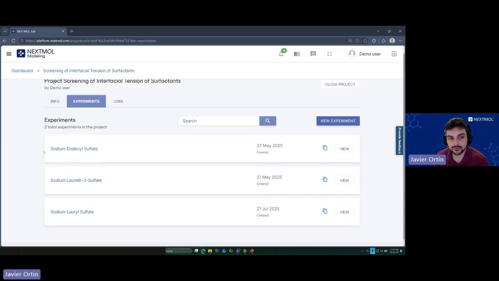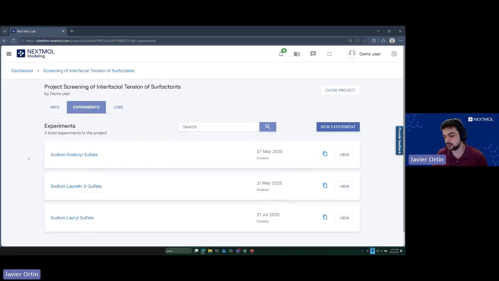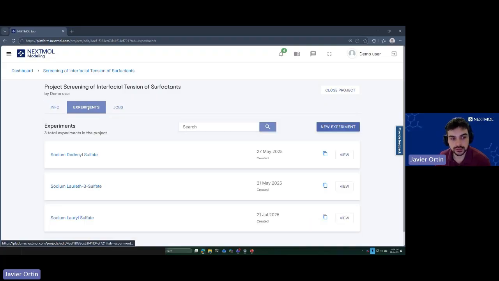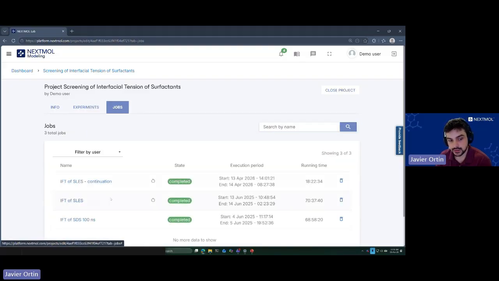In this case, we have divided this project according to the molecule that is being studied. So we can see here that we have SDS, SLES, and also SLS. In the project section, we have three different tabs: an information tab in which we can provide a name for the project and also give a brief description to enhance the organization of the project, then the different experiments that we have, and finally, the jobs that have been completed in this project.